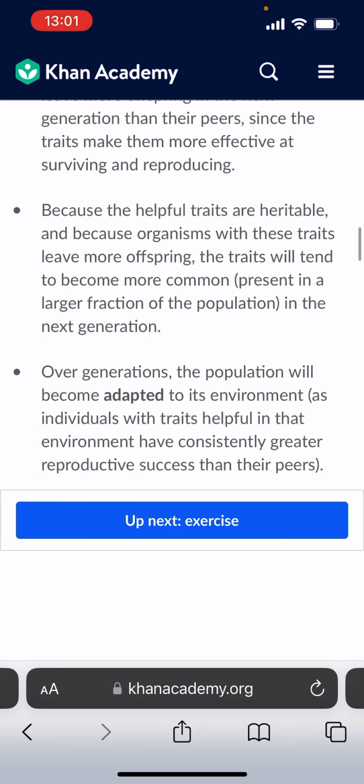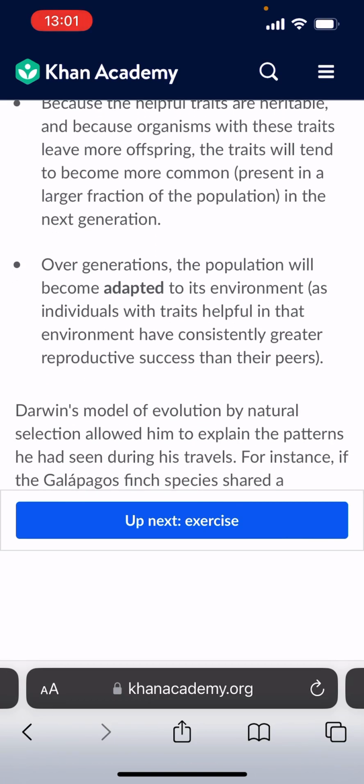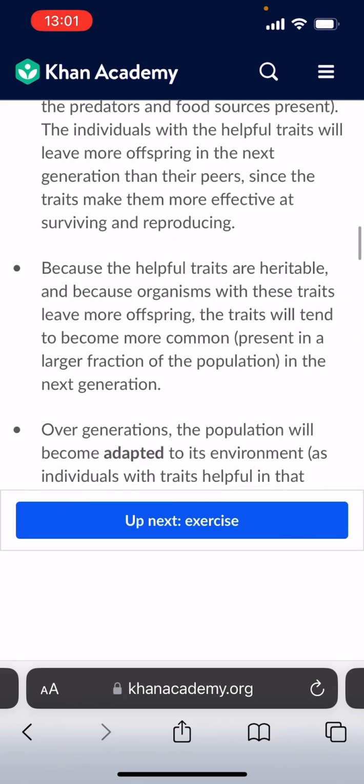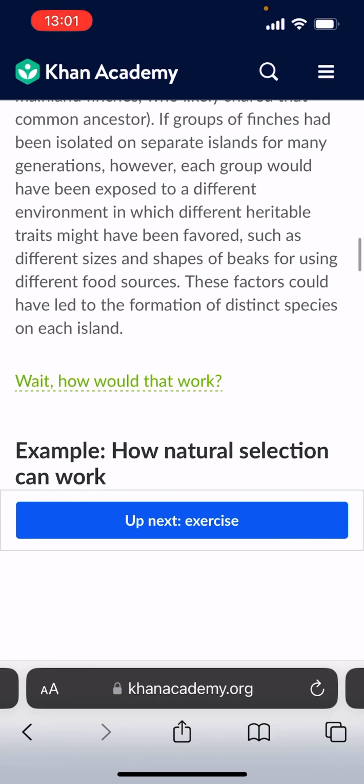Over generations, the population will become adapted to its environment as individuals. Okay, so I think that I just read to their weight. How would that work?